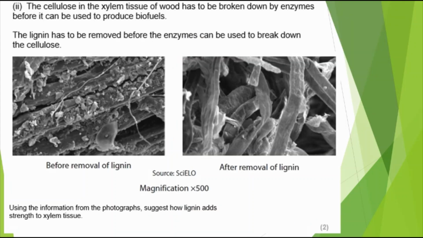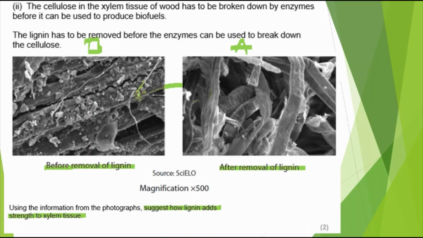The next one's a bit more tricky. We need to look at a few things here. The first thing that we have to do is suggest how lignin adds strength to the xylem tissue. So here are some pictures showing some xylem vessels before you remove lignin, and we also have a picture of some xylem vessels after you've removed lignin. So you're comparing those two structures.